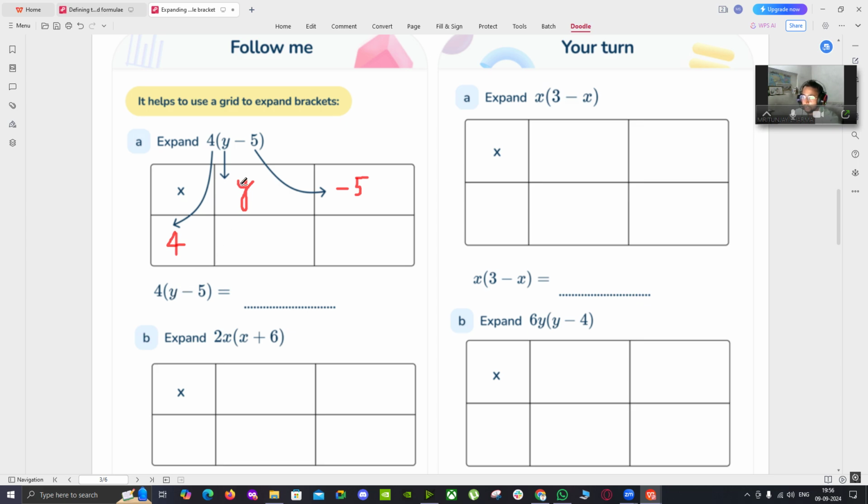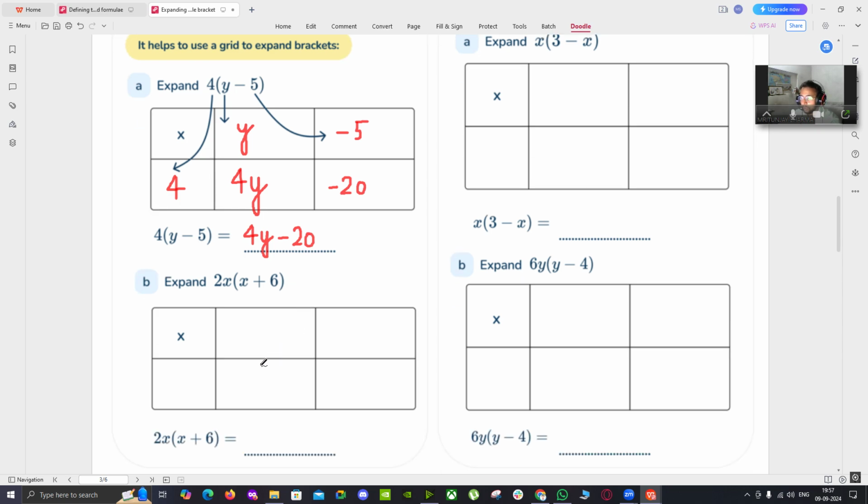Now we will write 4 here. Now that we have written all the terms here, we can multiply them one by one. So 4y, we will write it here, 4y. And now we have to multiply 4 with the second term, which is minus 5. So both are constants. So we have 4 times 5, which is 20. But we have a negative sign here, so it will actually be minus 20. So now that we have expanded the brackets, the answer will be 4y minus 20.